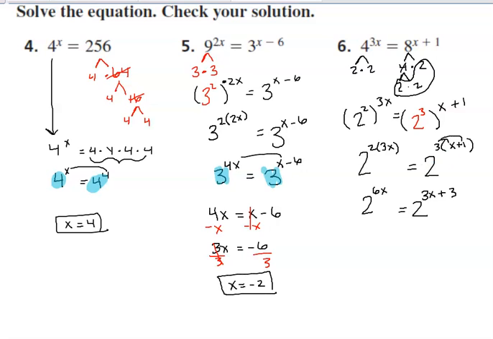The bases are the same. I have a 2 on the left and a base of 2 on the right. So I set my exponents equal. They must be equal. And I get the equation 6x equals 3x plus 3. Subtract our 3x from both sides. So positive 3x is equal to 3, and then divide by 3. So x is equal to 1.